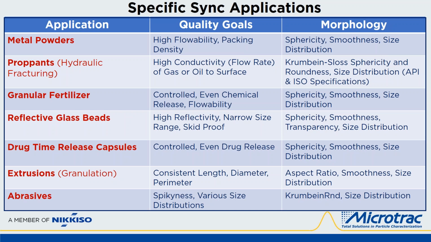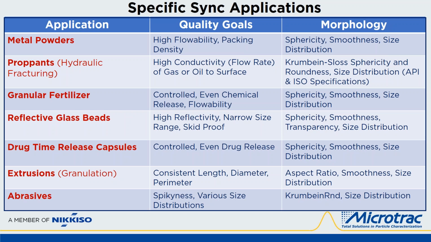Next, proppants, which are sand or ceramic particles which keep fissures in hydraulically fractured shale oil or gas deposits propped open. The fissures need to allow high conductivity or flow rate to the surface. Key parameters as specified in American Petroleum Institute and ISO standards include Krumbein sphericity and roundness, as well as size.